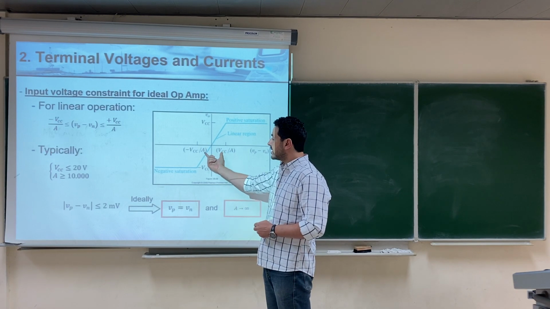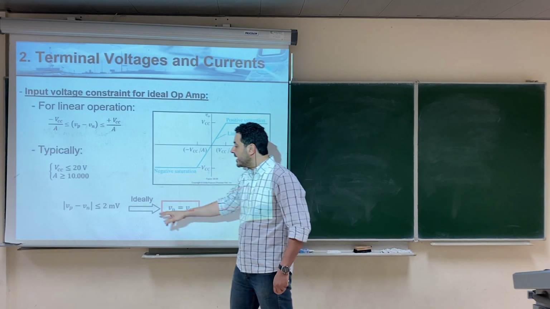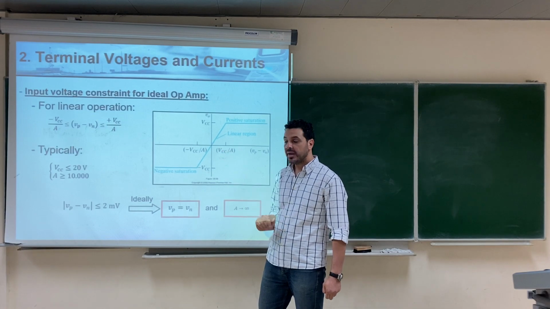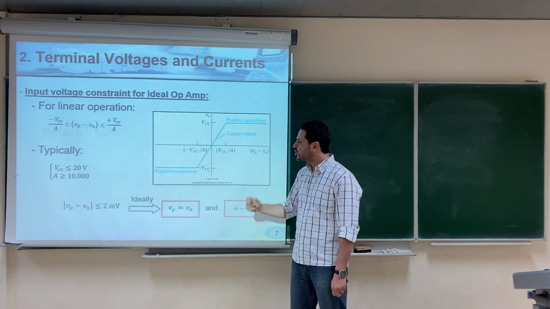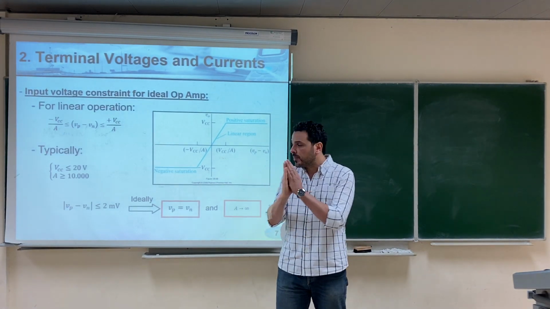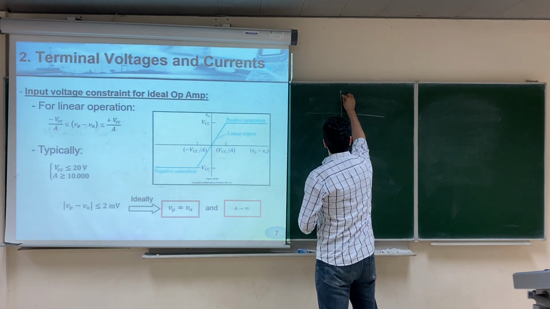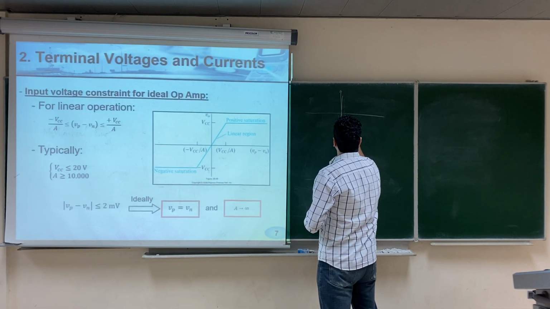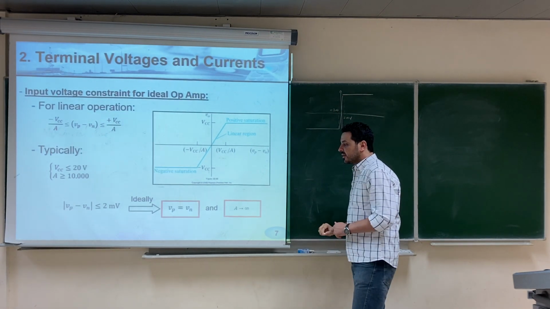This means that this region between negative VCC over A and VCC over A will be in the range of 2 millivolt, from negative 2 millivolt up to 2 millivolt. If you divide 20 over 10,000, it will be in the range of 2 millivolt, which is very, very small, right? This is for the practical op-amp. So for the practical op-amp, the linear region is very, very small. It goes from negative 2 milli to 2 milli. And then the amplifier saturates, right?